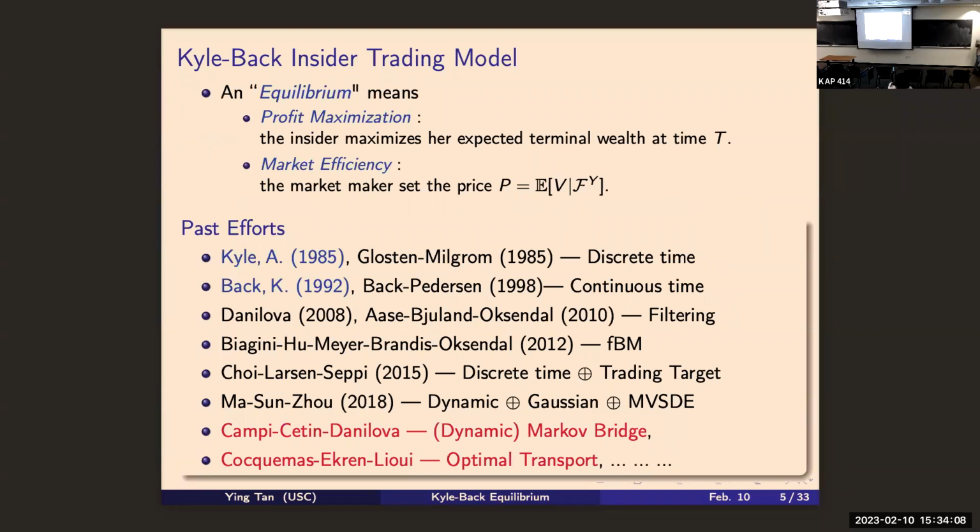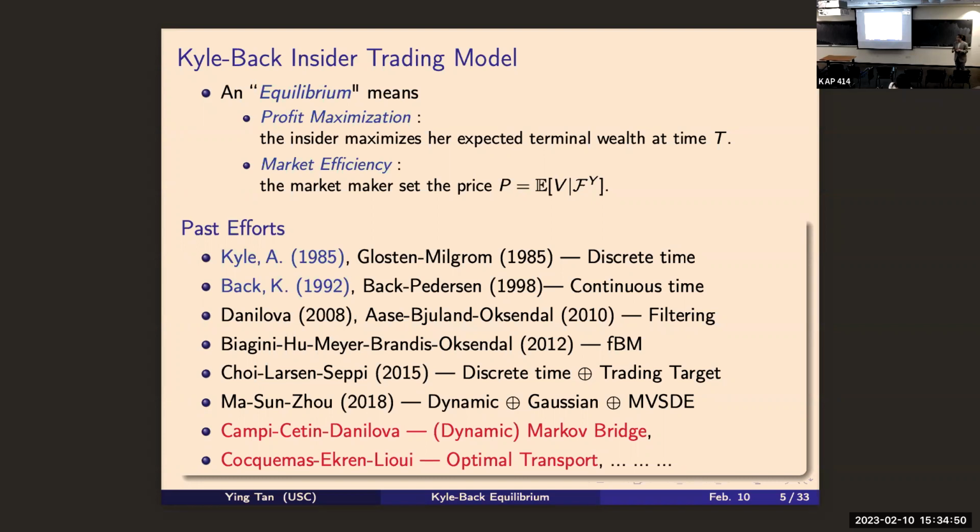Now we can talk about the equilibrium in this problem. The equilibrium means, on the one hand, the insider of course wants to maximize her expected terminal wealth at time capital T. On the other hand, the market maker wants to set the price as precisely as possible, so they will set the price as the conditional expectation. So this is the equilibrium. This problem was initiated by Kyle in 1985 in a discrete time setting, and then Back generalized it to continuous time in 1992.